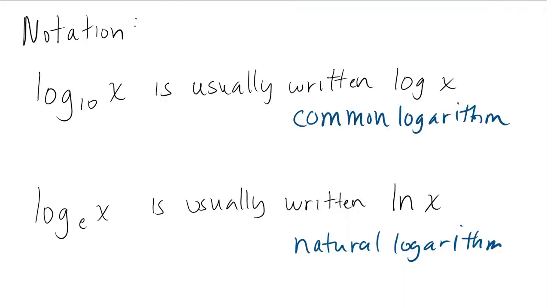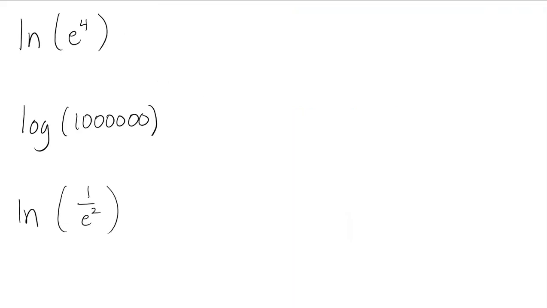Let's look at some examples that apply these new notations. The first example says the natural log of e to the fourth, and yes, you can put that in the calculator, but the calculator would be offended by that. You don't need a calculator to find the natural log of e to the fourth. Why? Well, we can just use our translator.